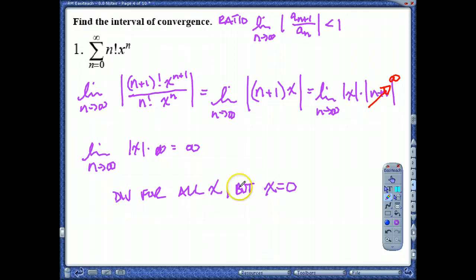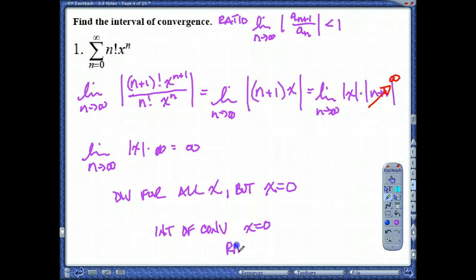So we had case A. I'm going to get infinity for everything except when x is 0. So I'm divergent for all x but x equals 0. That sounds kind of weird. So my interval of convergence, I am just convergent at x equals 0.